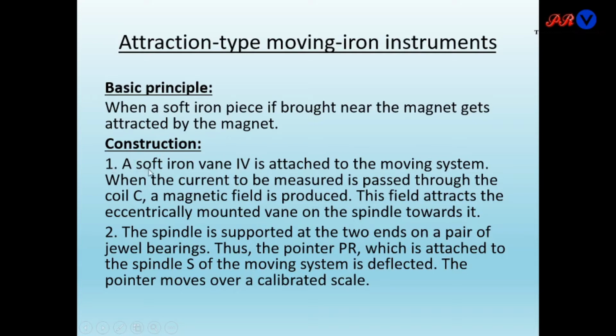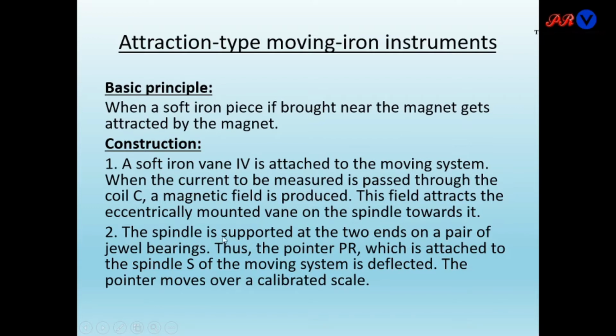Construction: a soft iron vane, IV is the iron vane, is attached to the moving system. When the current to be measured is passed through the coil C, a magnetic field is produced. This field attracts the eccentrically mounted vane on the spindle towards it. So actually what we are doing here, we have a coil through which we pass current, and the iron vane is placed inside the coil. The coil will generate a magnetic field and that iron piece will get attracted towards the coil.